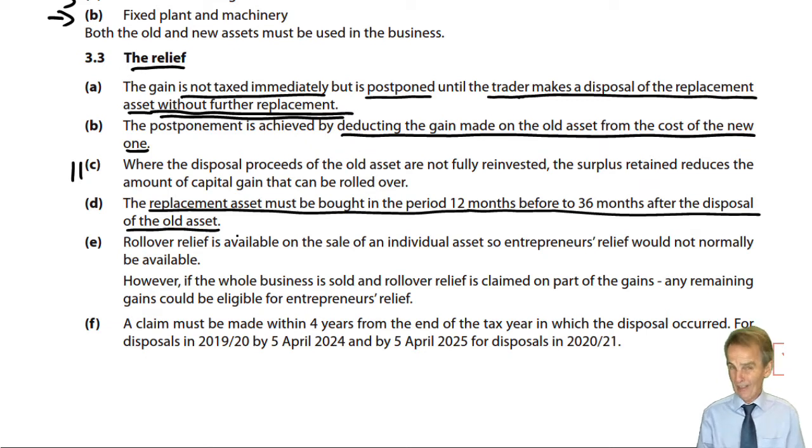So it is probably more likely that when you see an exam question, the sale date is after the purchase date. But again, that's not a barrier to the availability of rollover relief, because the window of opportunity for rollover relief to be available, if claimed, is that the replacement, the reinvestment, must occur between 1 year before to 3 years after that disposal date. Okay, again, a rule for you to remember.